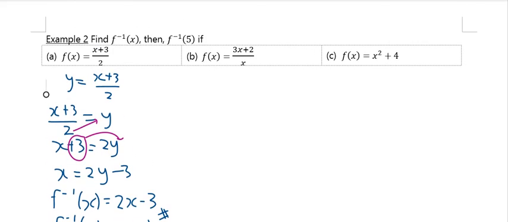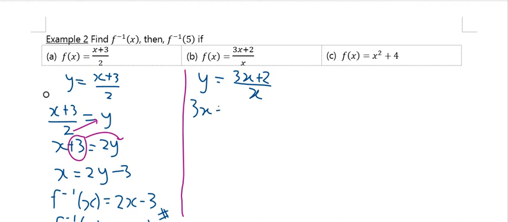Here in part B, same thing. You have to find also the inverse. So let's start. f(x) is y equals (3x plus 2) over x. And then here, I will just flip this because it's simpler. Now here, same thing also. You have to cross x to the right side. So 3x plus 2 equals xy.